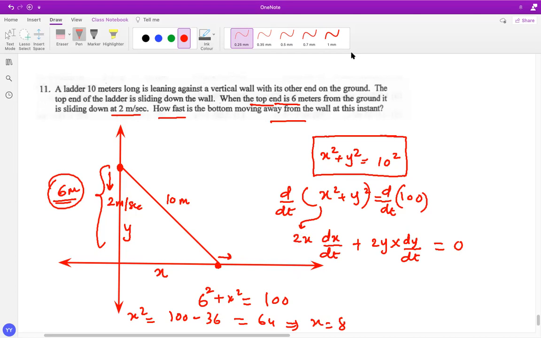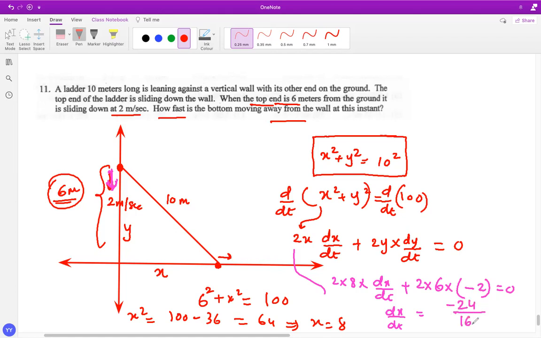So now I'm just going to put the values here. It is going to be 2 times 8 times dx by dt plus 2 times y. Now y is 6 meters. And since it is coming down, you write this as negative. So negative 2 meters per second is dy by dt, and equate to 0. So dx by dt from here we get is negative 12 times negative 2, so 24 over 16.